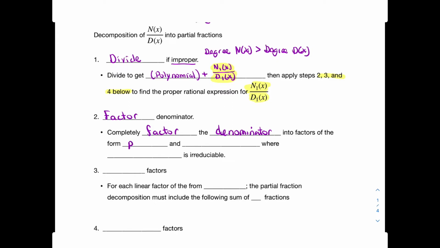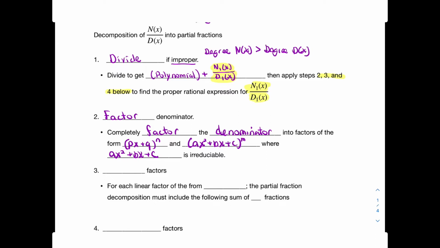for linear, px plus q raised to some power, because you might have the same factor repeated. You might have repeating factors. And for quadratics, that's ax squared plus bx plus c. Again, we could have just one quadratic factor, or we could have repeated quadratic factors. We're only going to use quadratic factors that cannot be factored, so they are irreducible.